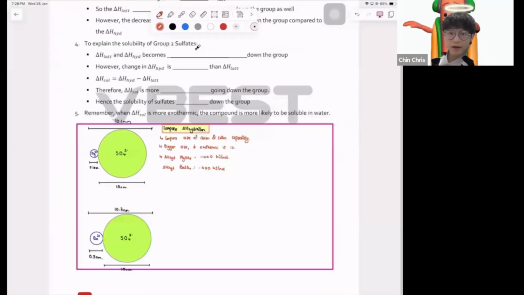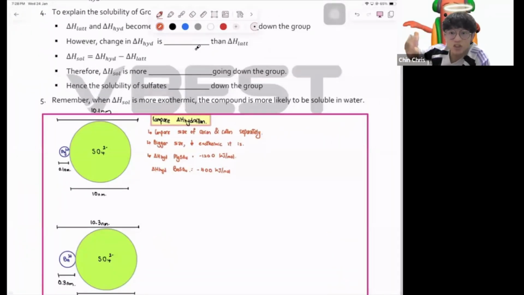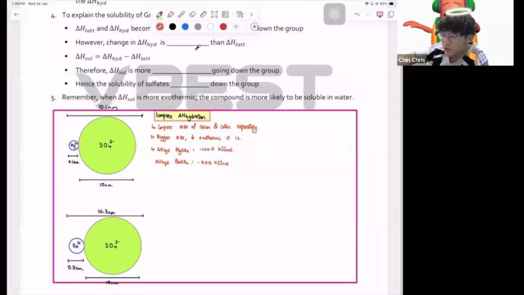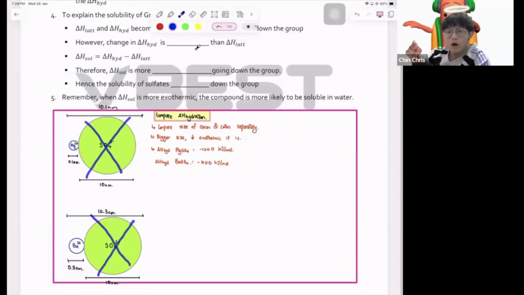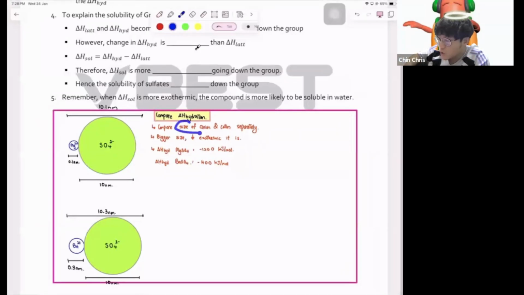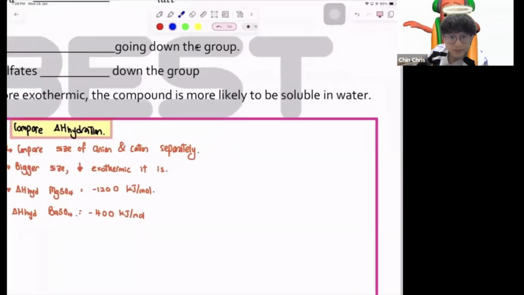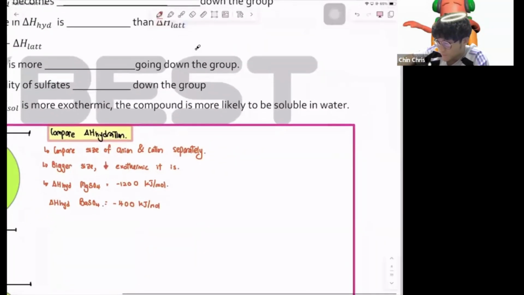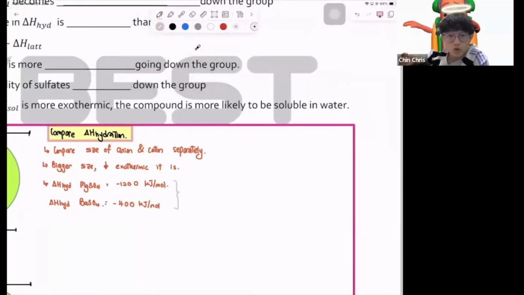So the energy is about 3 times lesser. This is just one example. Yes, correct, because the size of the anion is constant in this example. Am I right? So your hydration is not being affected, because for hydration we always compare cation and anion separately. Understand? Since these two stay the same, what are we comparing? We are comparing barium. Clear?